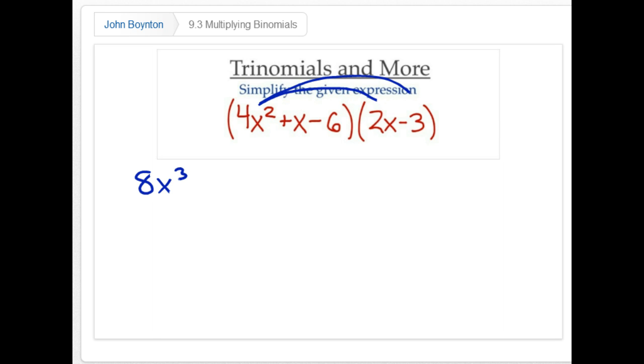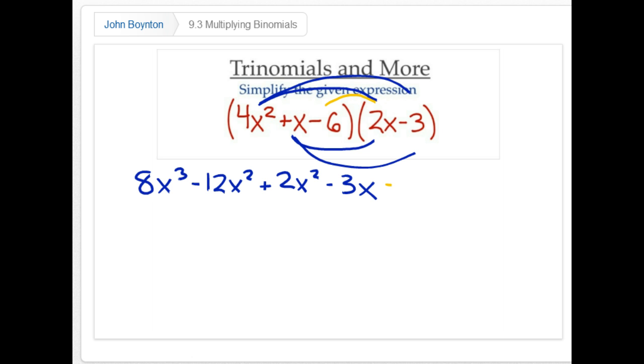And I'll do the same thing here. 4x squared times negative 3 makes negative 12x squared. So I've already taken care of that term. I can kind of ignore it now. Next, I'm going to do the positive x times 2x, which makes positive 2x squared. And then positive x times negative 3 makes a negative 3x. And now lastly, I have to use this term right here. I'll change colors so you can see it. Negative 6 times 2x makes negative 12x. And then negative 6 times negative 3, negative times negative, positive 18.